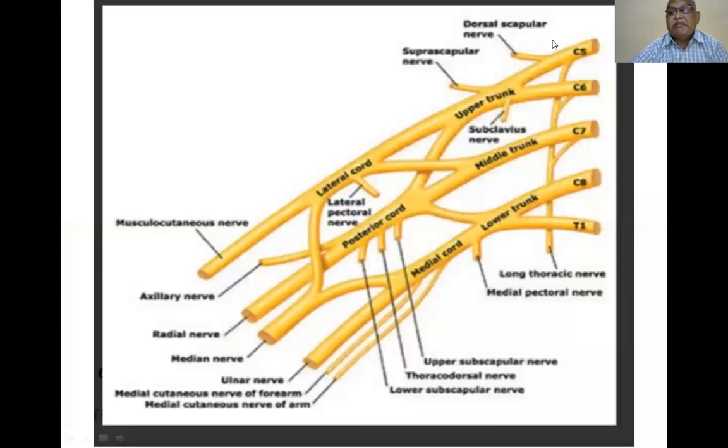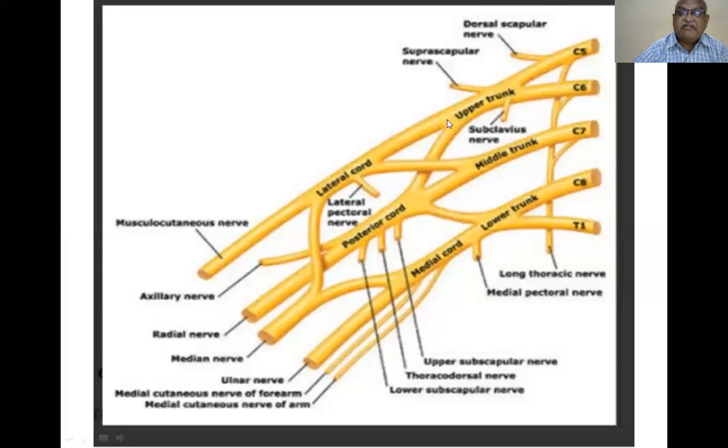Now this is the brachial plexus: C5, C6, C7, C8 and T1. This is the roots. C5 and C6 unite to form the upper trunk. C7 itself forms the middle trunk. C8 and T1 form the lower trunk. So the name is also given to the trunk itself: upper trunk, middle trunk and lower trunk.